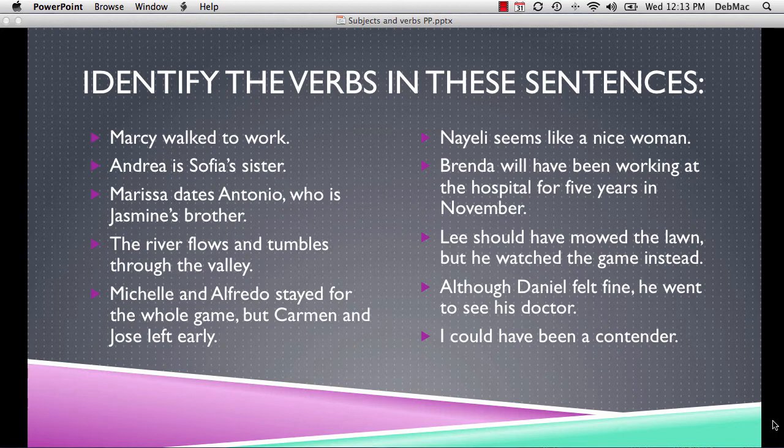With that in mind, identify the verbs in these sentences. I'll give you a couple of minutes to jot them down very quickly.